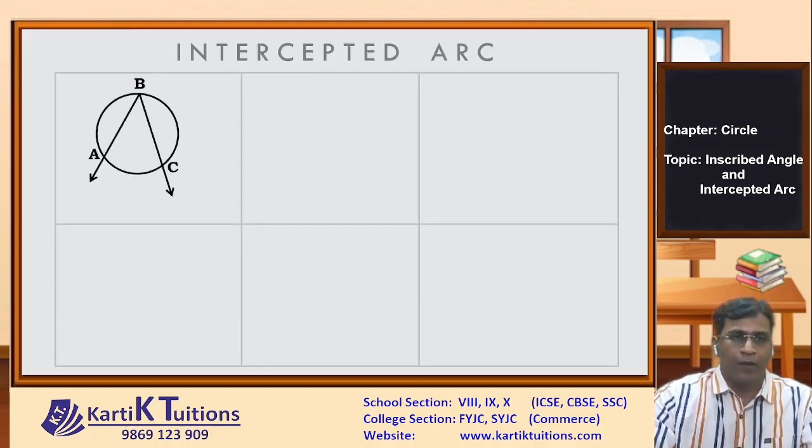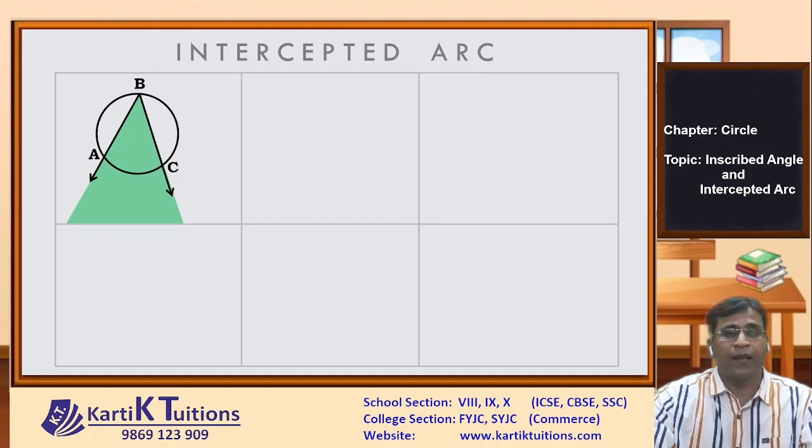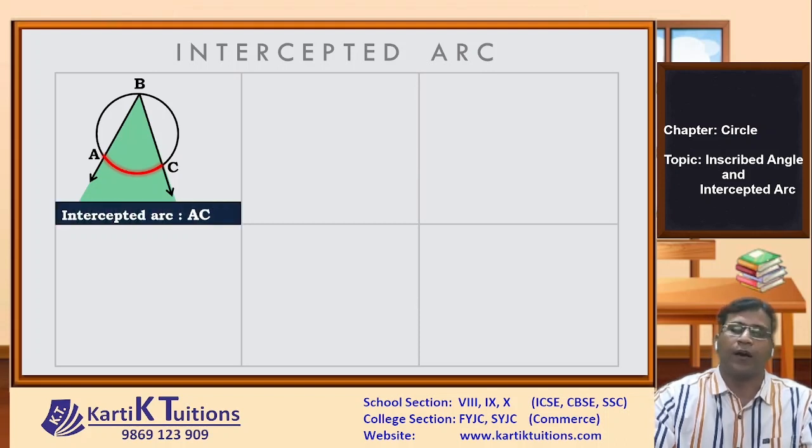Now see here, I have taken an inscribed angle ABC. So which is the interior of this angle? This is the interior. Now which arc is lying in the interior of this angle? Arc AC. So this arc AC becomes my intercepted arc.